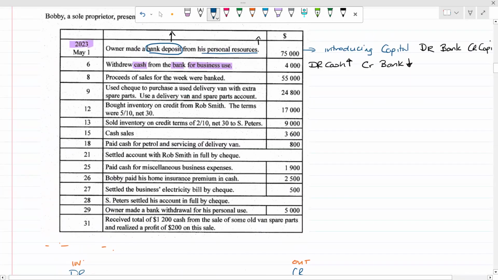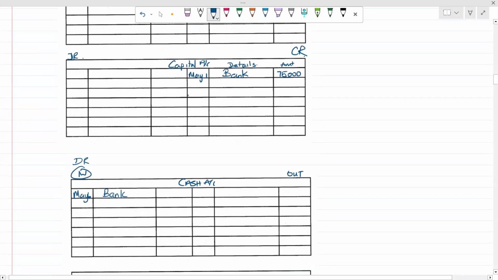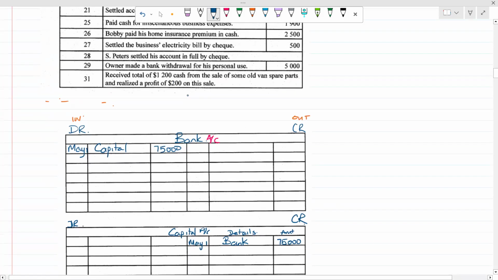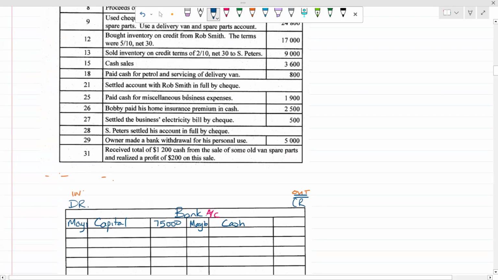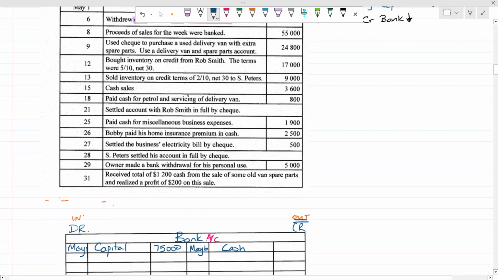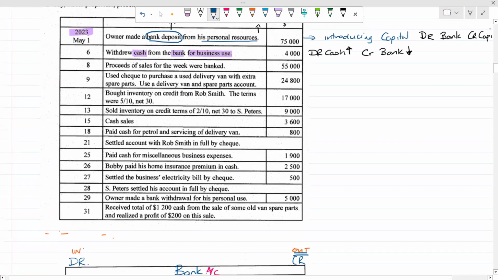And I am debiting it for $4,000. So basically, we need to have some cash in the office in order to handle whatever expenses we need to pay in cash. So we're taking $4,000 out of the bank and keeping that as cash in the office. So May 6, I'm taking money out of the bank. Where is it going? It is going in cash. How much is it? A total of $4,000. Everybody clear now?